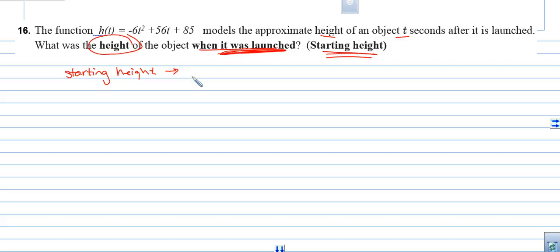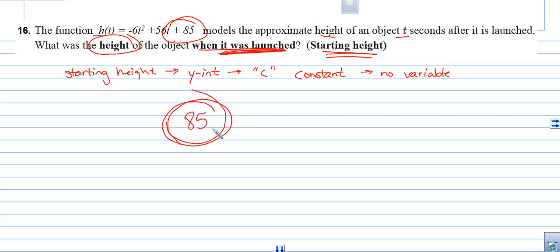stands for the y-intercept. Well, remember, the y-intercept is the c value, the constant. Okay? Means there is no variable. Okay? Which one of these has no variable? Positive 85, answer 85. Okay? And it doesn't say whether it's feet, inches, yards, miles, meters, or anything. So you just tell me it's 85.